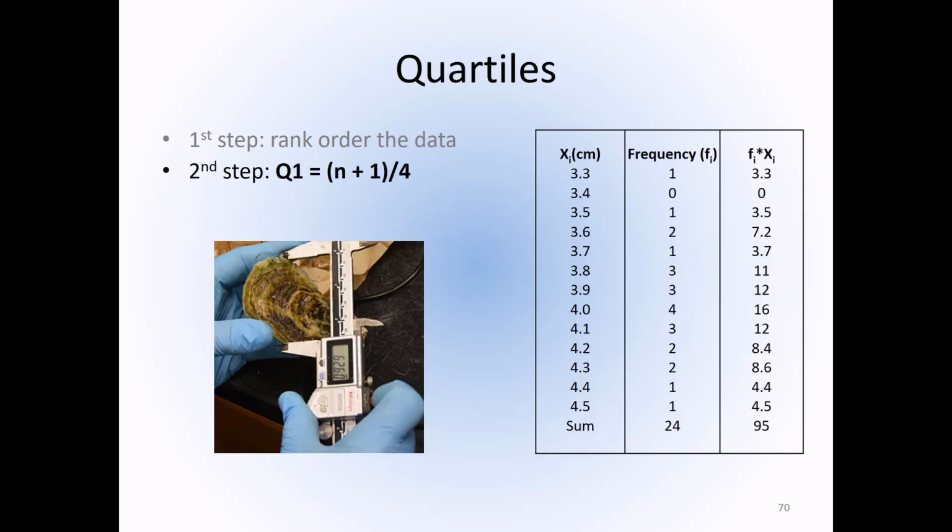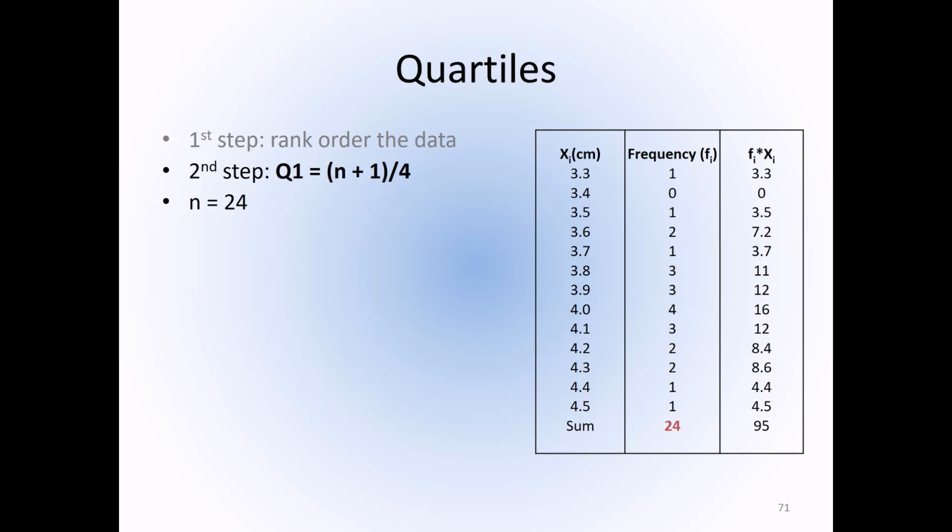So let's go through an example here and see how this works. Say that we're interested in measuring our oysters. We've got our frequency distribution table here, and we want to measure the quartiles and the interquartile range to get an understanding of dispersion in our data set. So we have our formula here after our data has been rank ordered, and we enter in n of 24 to quantify quartile 1. So we get a value of 6.25 for this particular situation.